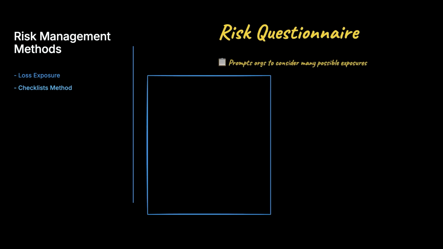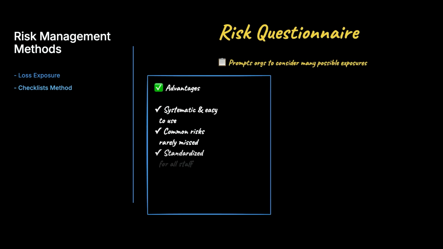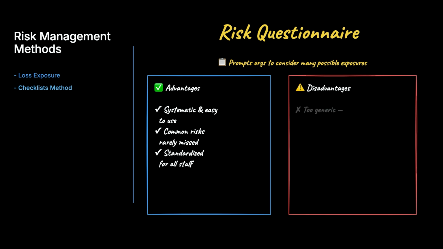The first method is the risk analysis questionnaire or checklist. These standardized forms prompt an organization to consider many possible exposures. The advantage is they are systematic and easy to use, so common risks are rarely overlooked. The disadvantage is they can be too generic, missing unusual exposures, and may grow outdated as new risks emerge.